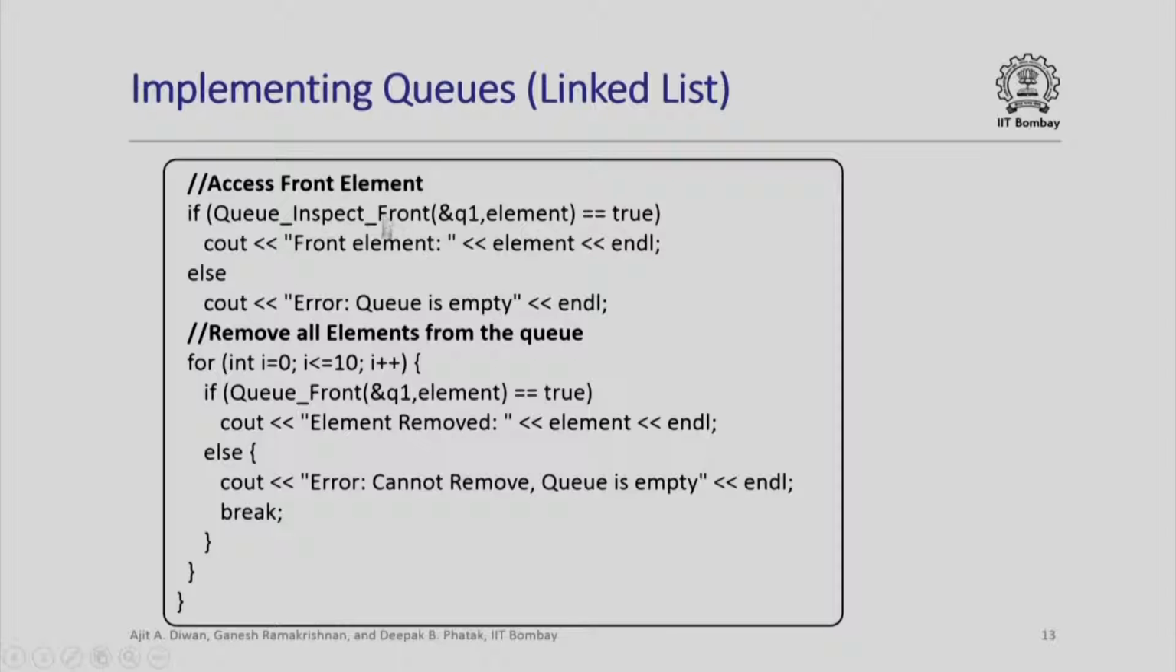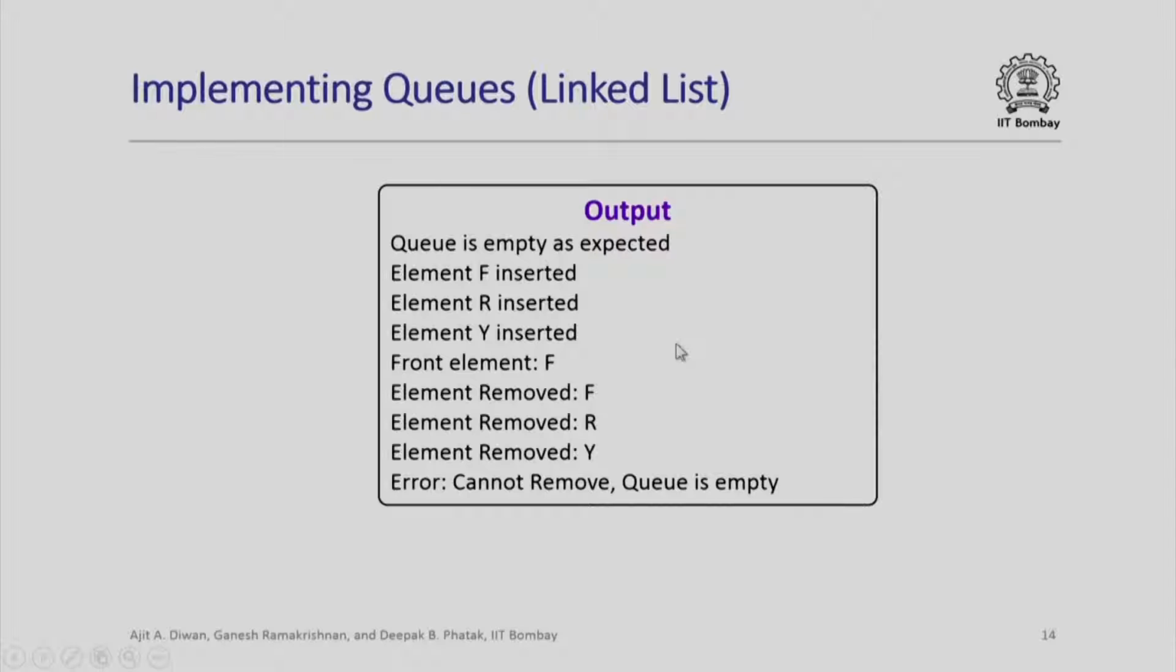To access the front element, this is the illustration, and to remove all elements from the queue, this is the code, again exactly the same as the past code. You can run this program and you will see that the output that you get is very similar to the output that you got when you implemented the queues using arrays. In short, we have seen the implementation of both stacks and queues using fixed memory structures such as arrays as well as dynamic structures such as linked lists. Thank you so much.